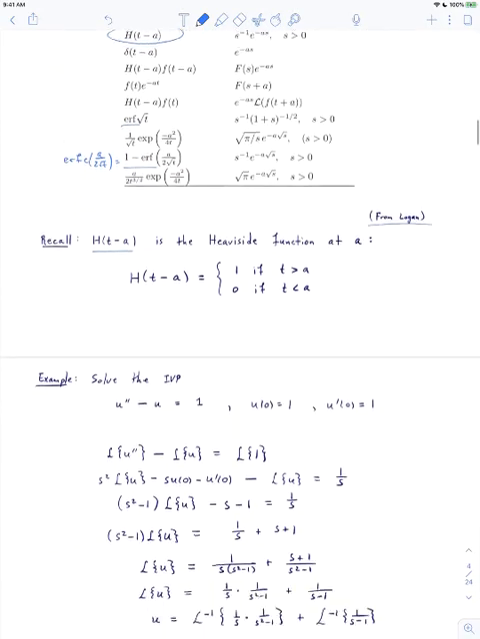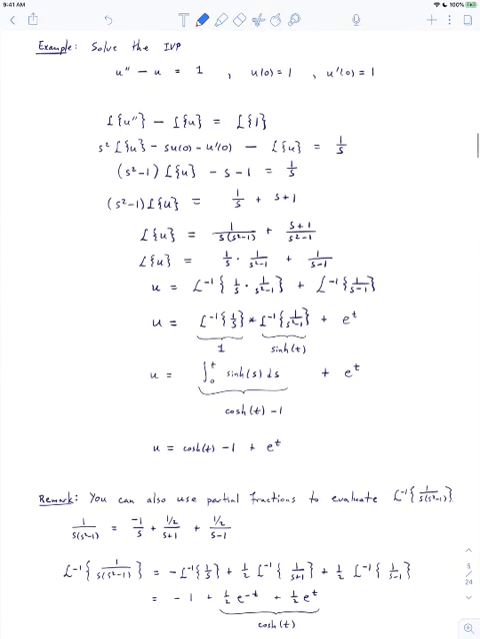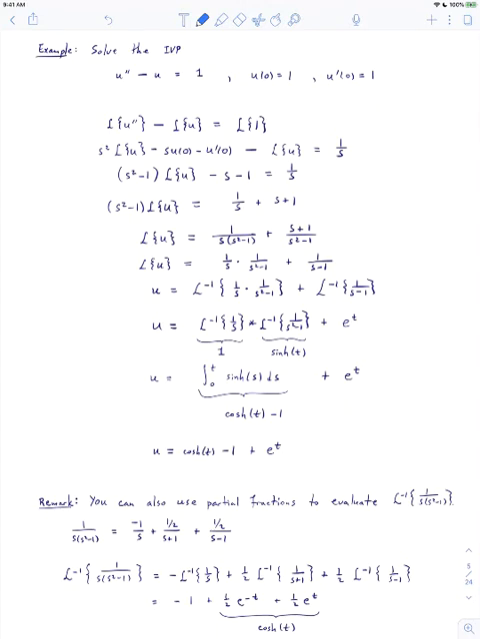Let's do an example. Let's solve an initial value problem. In this case, we have u prime prime minus u is equal to 1. And we want some initial conditions. So again, we'll just use our simple initial conditions. u at 0 is 1, u prime of 0 is equal to 1. Here, we just choose them both to be equal to 1 for simplicity. We want to have some initial conditions, but we want the computations to be nice.